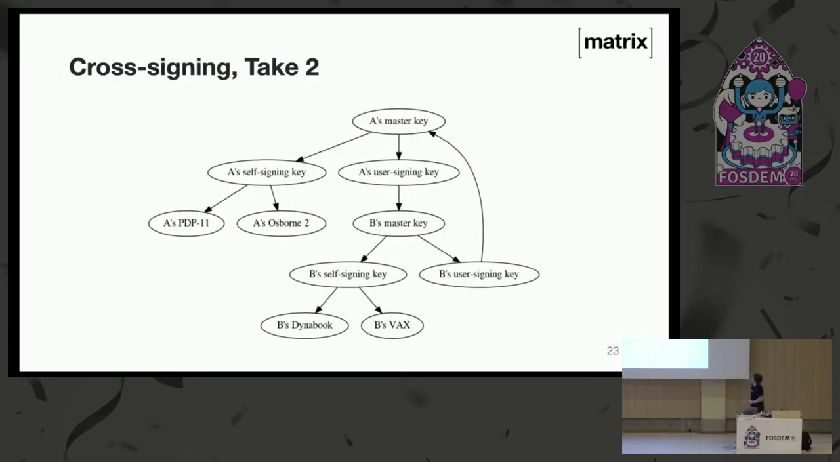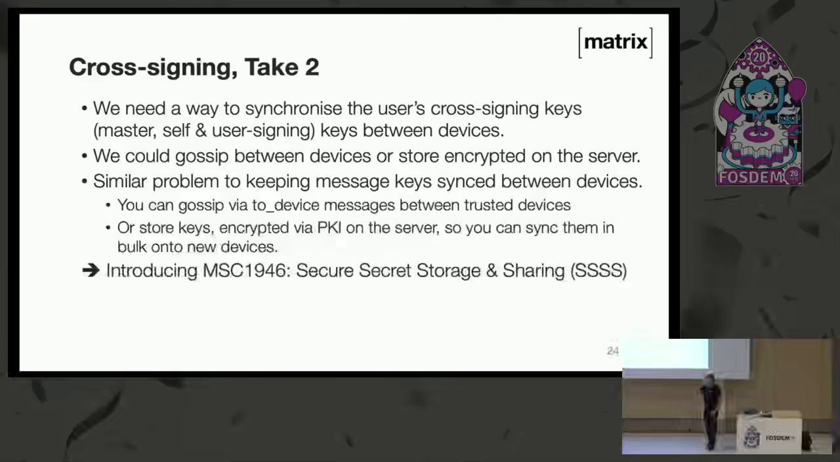Practically speaking, it looks like that. A for Alice has got a master key. She's got a self-signing key and a user signing key. With her user signing key, she's signed Bob's master key. Bob's master key in turn has signed Bob's self-signing key and his user signing key. And Bob has a Dynabook and a VAX, which is signed off on. Alice has a PDP-11, not to be confused with a VAX, and Osborne 2. And most importantly, Bob is also mutually verified back to Alice. So that's the data structure that we have going on the server.